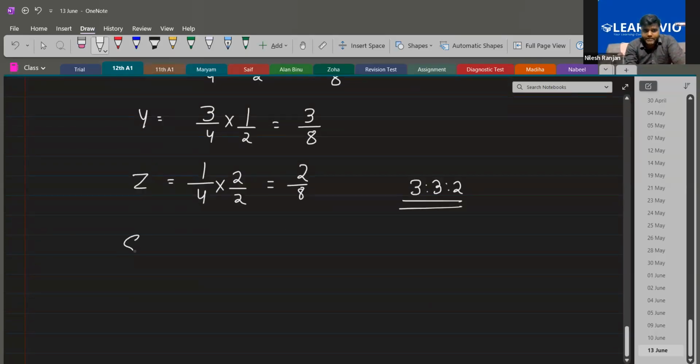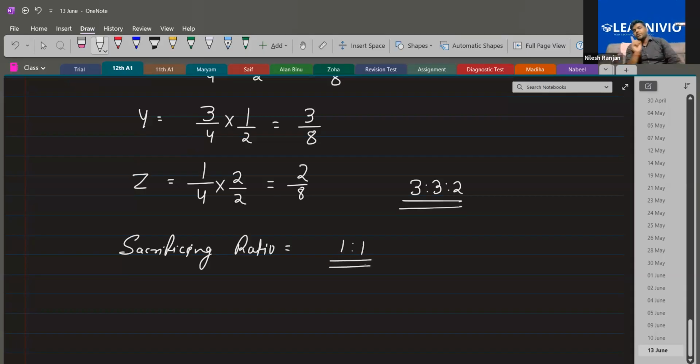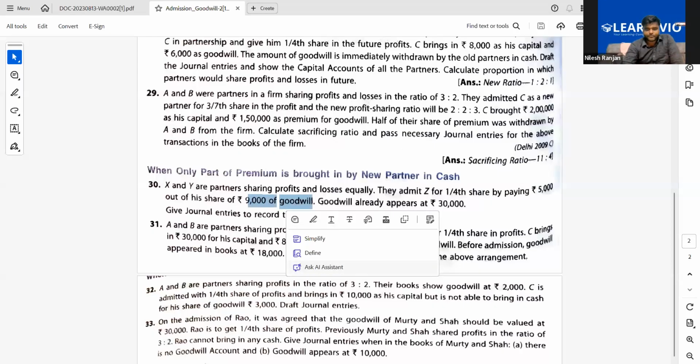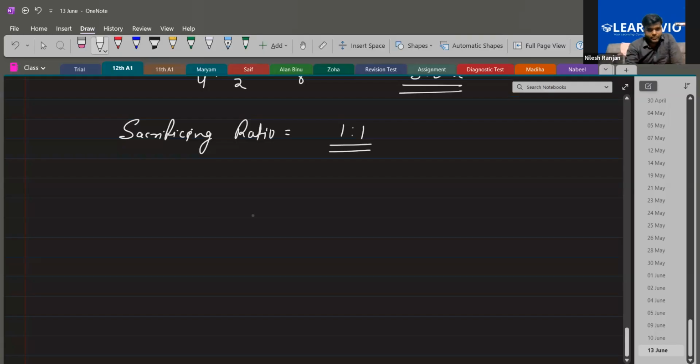What will be the sacrificing ratio? The sacrificing ratio will be the same as the old ratio, that is 1:1. This is the sacrificing ratio. Now we have the sacrificing ratio, so we have to use the share of partner. So the share of partner is 9,000, and he brought only 5,000.